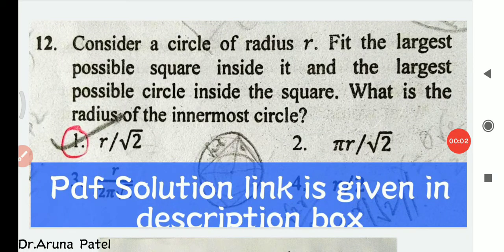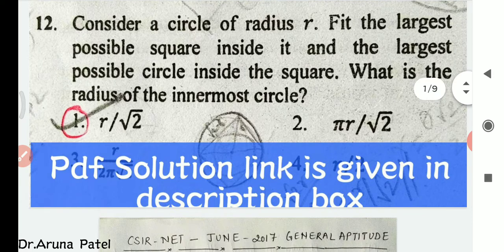Hello everyone. Today we are going to discuss some more questions of June 2017. These are the questions from set C. So let's see the question. This is question number 12.